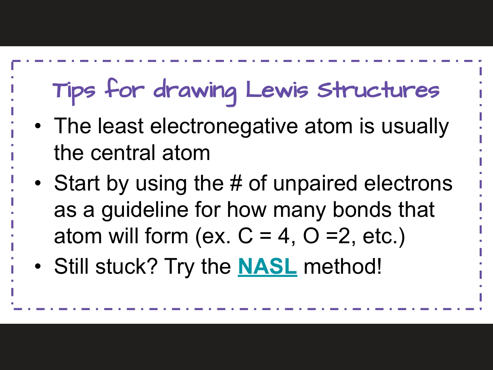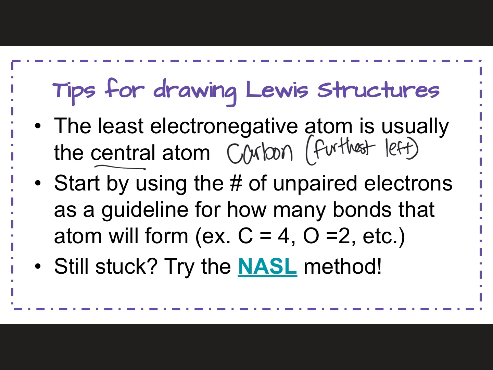Let's talk about some tips for drawing Lewis structures. First off, the least electronegative atom is usually the central atom. That means all of the other atoms are going to be bonded to it. Generally speaking, that's actually going to mean carbon. If you don't have carbon in your compound, then it's going to be whatever element is furthest to the left on the periodic table.